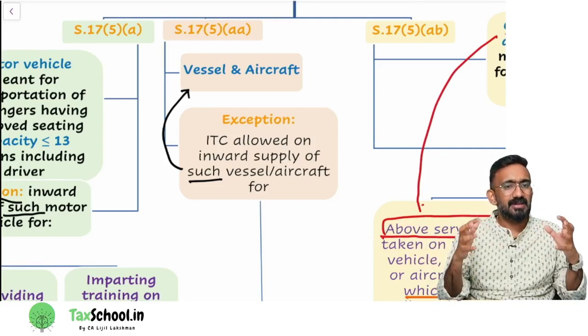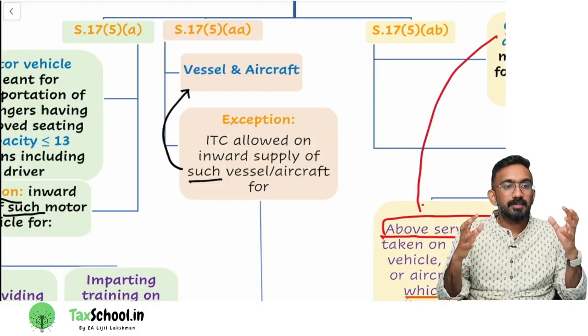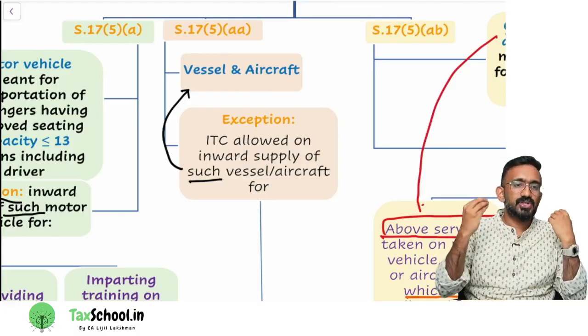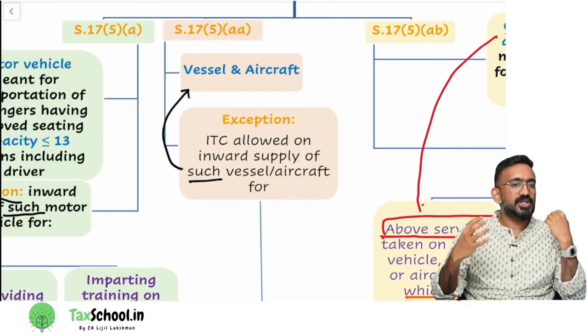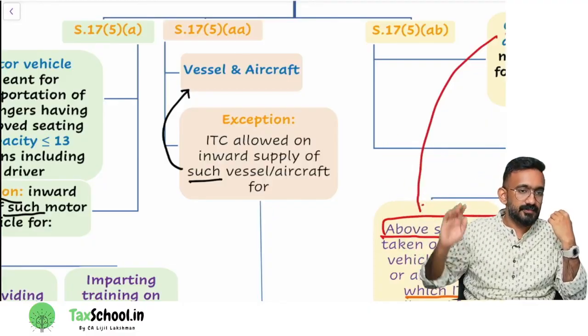So there are multiple businessmen, when they go ultra wealthy, they will purchase a private jet, but they will not purchase it in their personal capacity. They purchase the private jet in the name of the business. Can they take input tax credit on purchase of a private jet? They cannot, because inward supply of vessel and aircraft is a blocked credit.